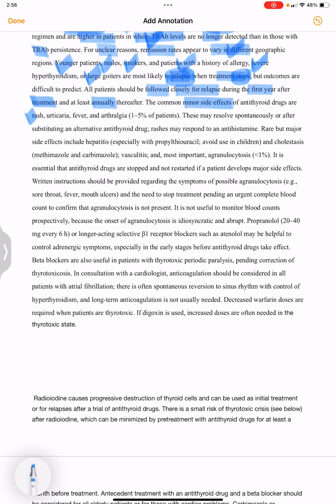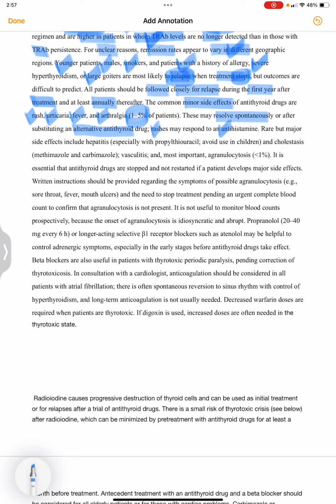So what are the common minor side effects of anti-thyroid drugs? These are rash, urticaria, fever and arthralgia, seen in 1 to 5% of patients. These side effects resolve spontaneously, or we can substitute an alternative anti-thyroid drug, and if there are any rashes, we can give antihistamine.